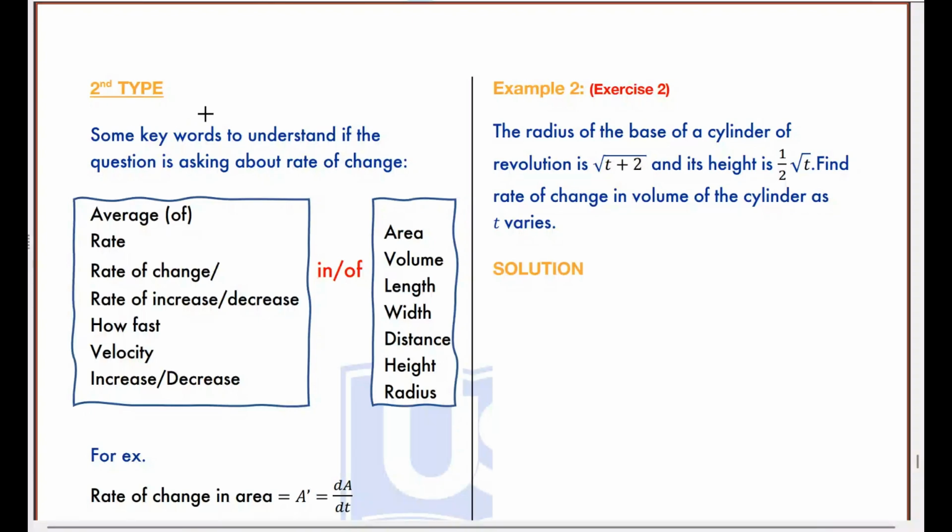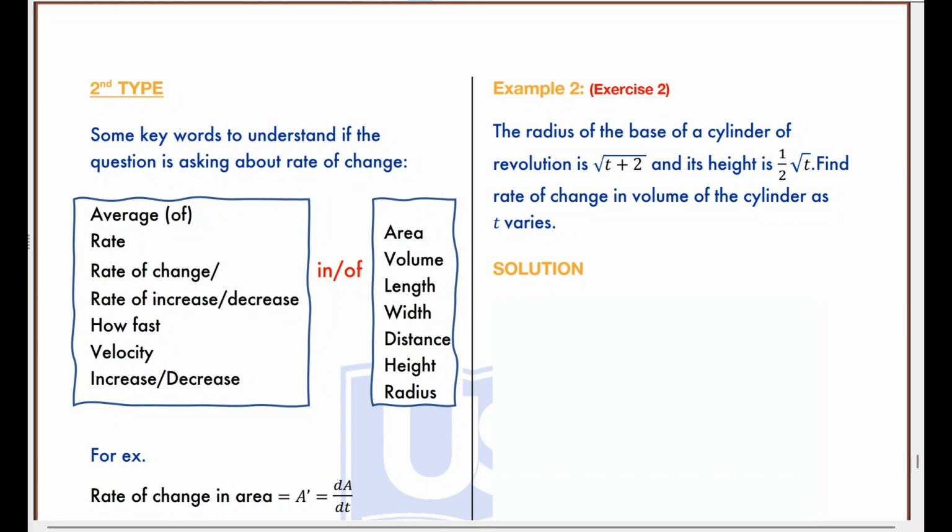Let's talk about the second type of rate of change questions. There are some keywords to understand what the question is asking. If we have these words: average of, rate of change in volume, area, length, width, distance, height, radius, or rate of increase or rate of decrease, how fast the area increases, for example, how fast the width decreases, velocity, increase, decrease, in or of one of these, then it's talking about a rate of change. So rate of change means derivative, so we will be taking the derivative.